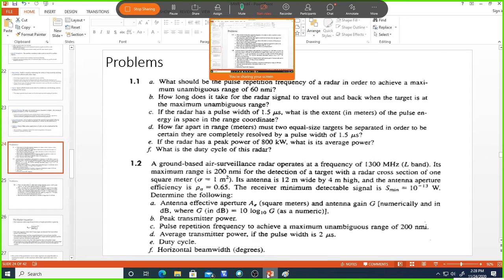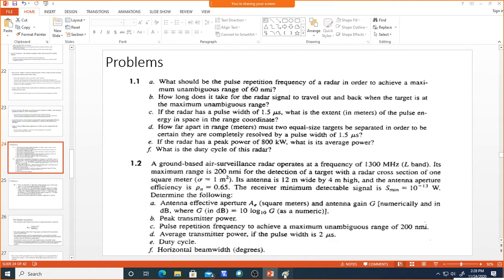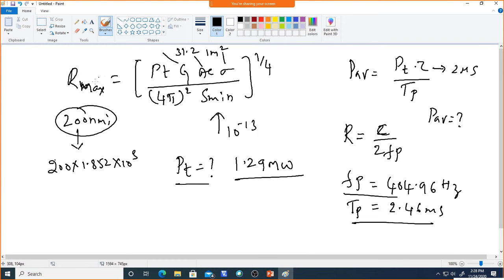So find out the average power that we know by using this. We have to find out the transmitter power and average power. So we need to find it out by using this tau, which is known, 2 microsecond, and TP, which is known, the pulse repetition period. 1.048 kilowatt. Okay, 1.048 kilowatt.